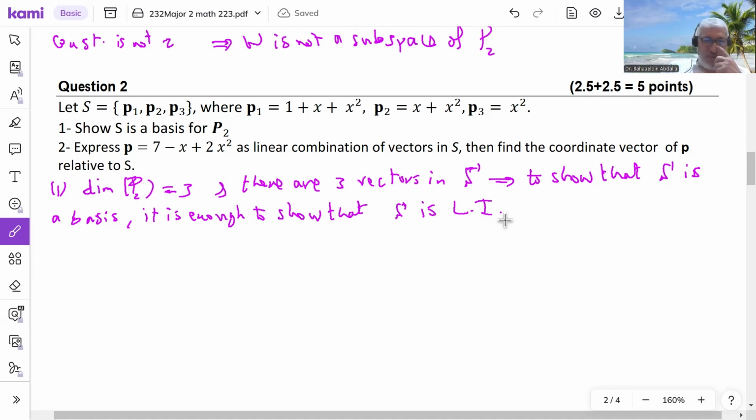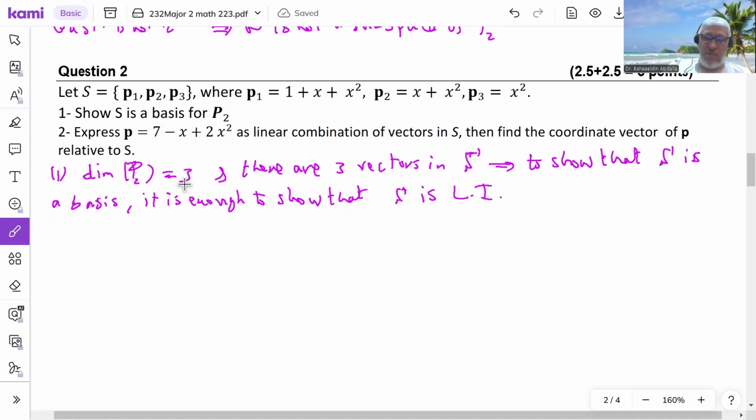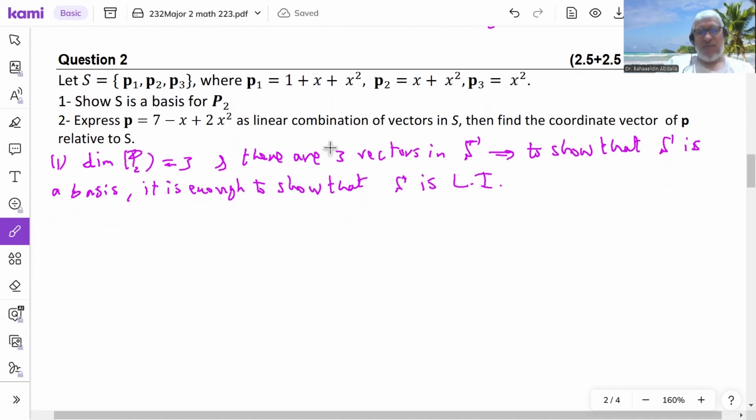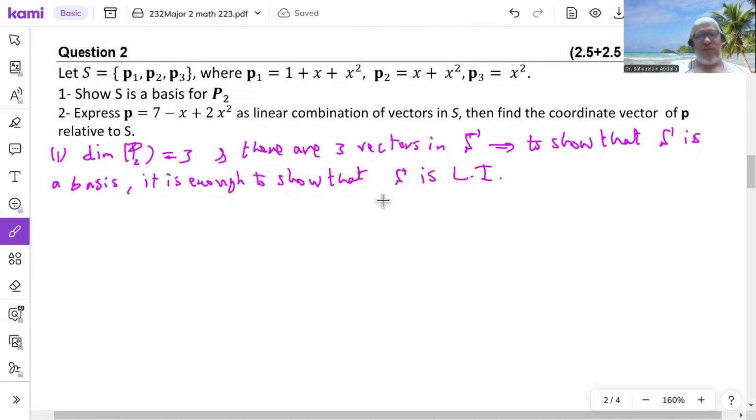To prove that S is a basis, you need to show that S is linearly independent and it spans P2. But if the number of vectors in S is equal to the dimension, one of these two would be enough, proving that it's linearly independent or proving that it spans P2. But proving linear independence is easier. So let us show that the three vectors in S are linearly independent.